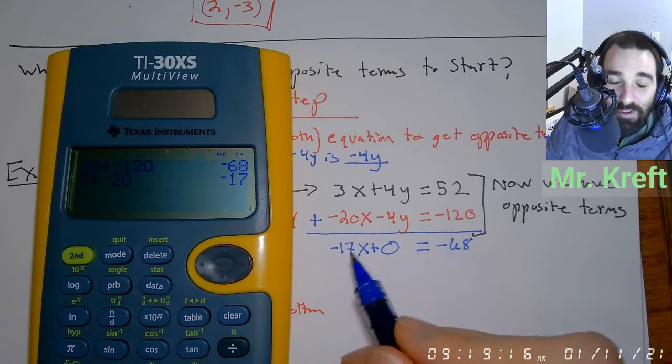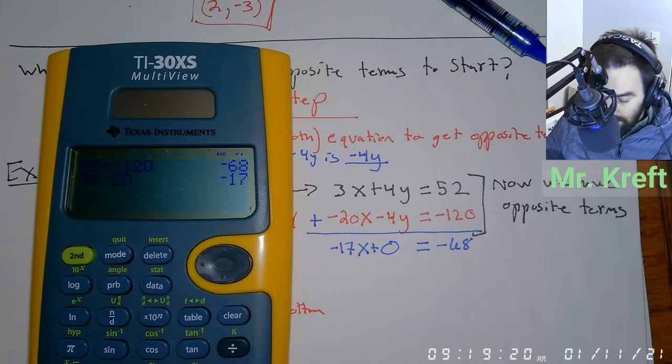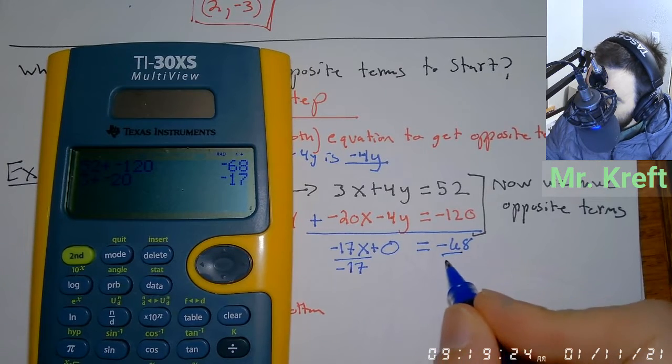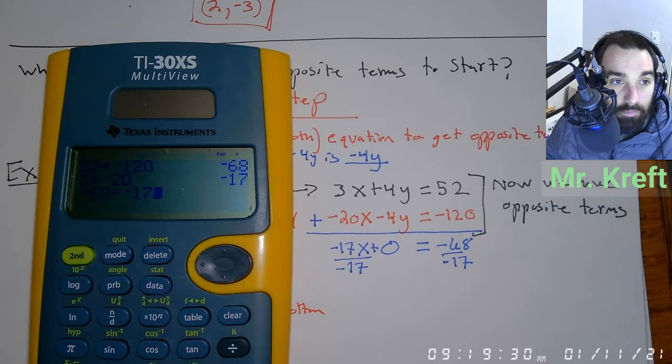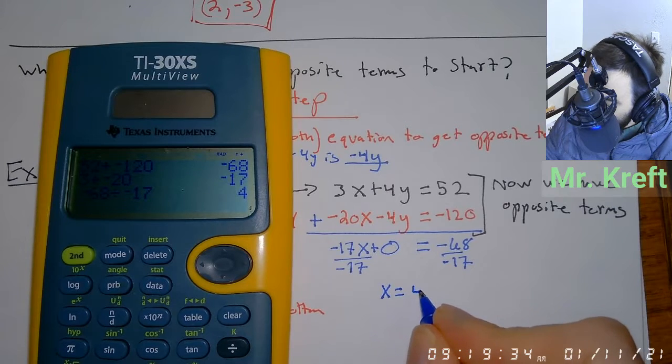See how we got one equation, one variable? Heck yes, we're good to go. So to solve this, I'm going to divide by -17. So I'm going to have -68 divided by -17, and I get 4. I get x equals 4.